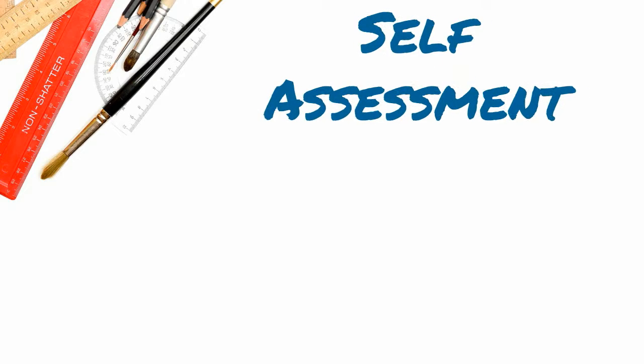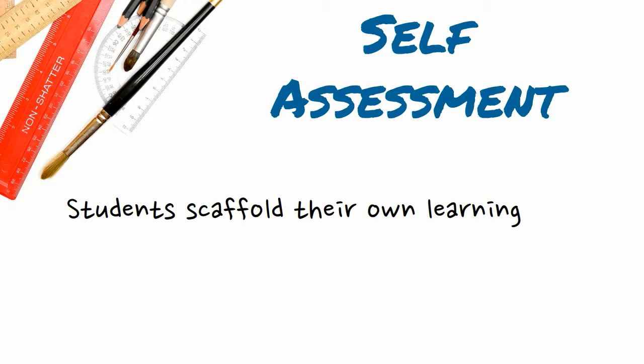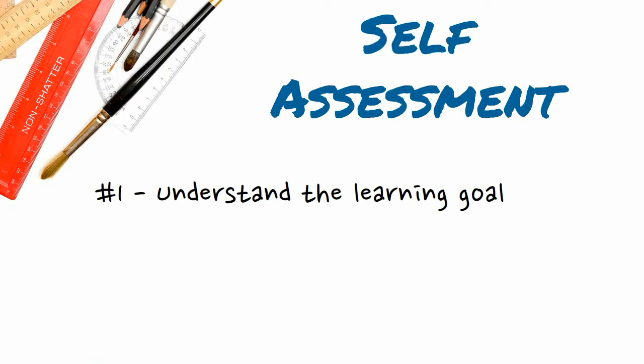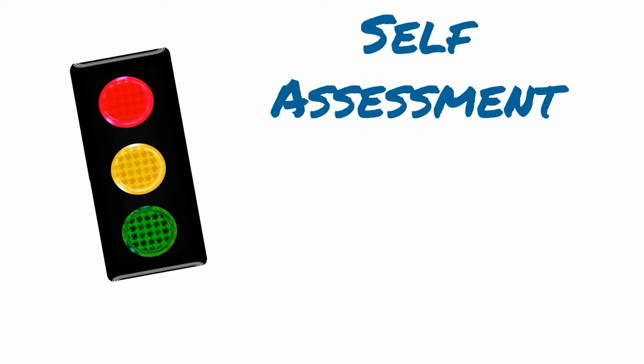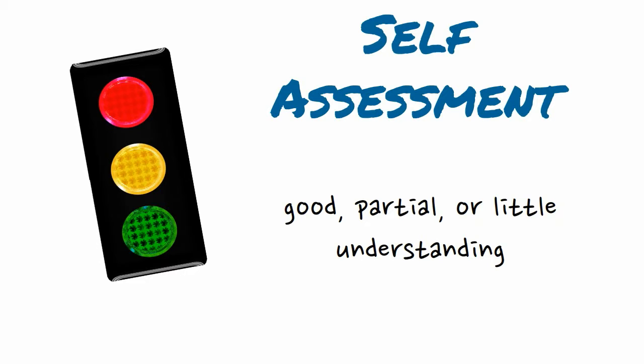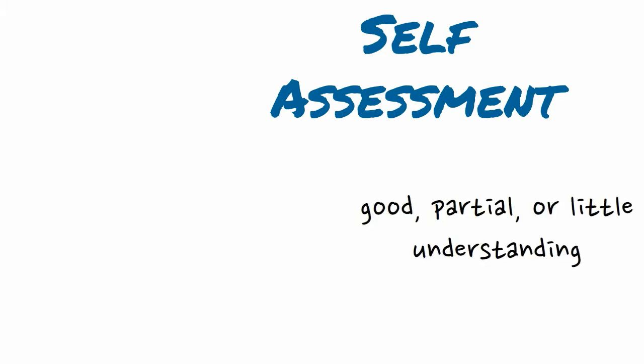Next is self-assessment. Self-assessment is important for students to be able to scaffold their own learning. First, students must know and understand the learning goal. Second, students should be able to distinguish their progress towards that goal. One possible method for self-assessment is to use a stoplight with green, yellow, and red colors, representing good, partial, or little understanding. It's important to note that students will not intuitively know how to self-assess.